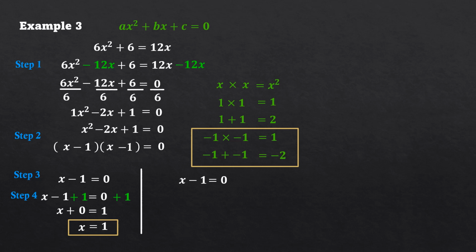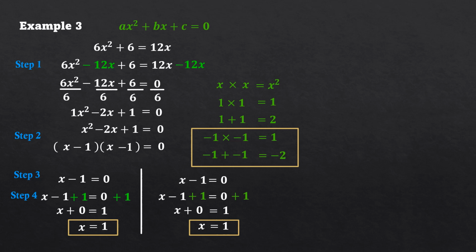Let us also solve the other factor, which is x minus 1 is equal to 0. Since we are looking for the value of x, we need to transpose negative 1 to the other side of the equation by adding the inverse of negative 1, which is positive 1. So, we have x minus 1 is equal to 0. Then add the inverse of negative 1, which is positive 1, on both sides of the equation. Let us now simplify. X plus negative 1 plus 1 is equal to 0 plus 1, which is equal to 1. Then, we have x plus 0, which is still x, is equal to 1. Therefore, the value of x is equal to 1.